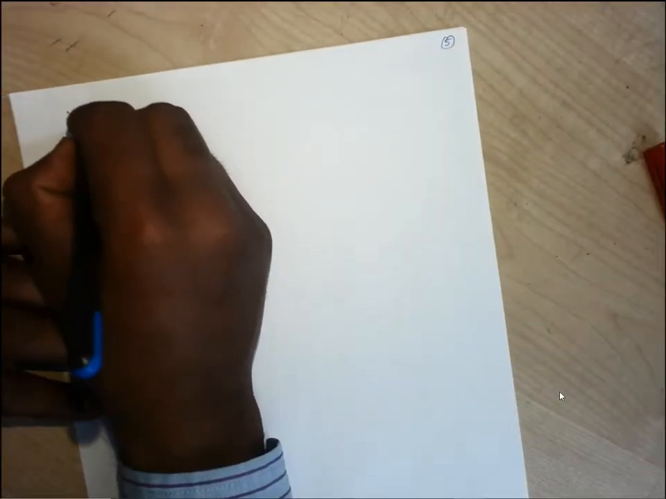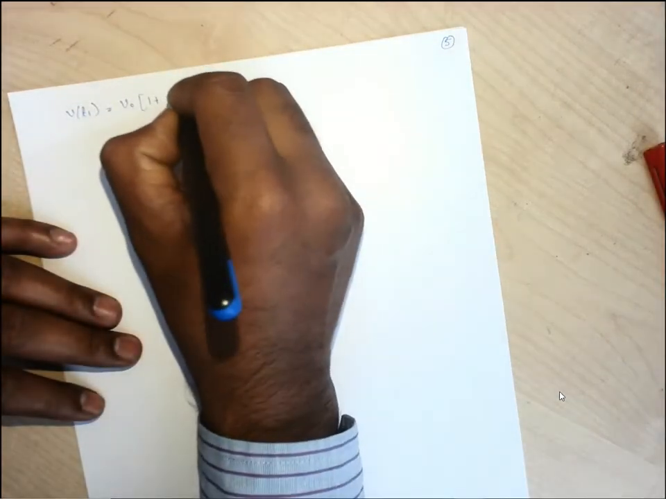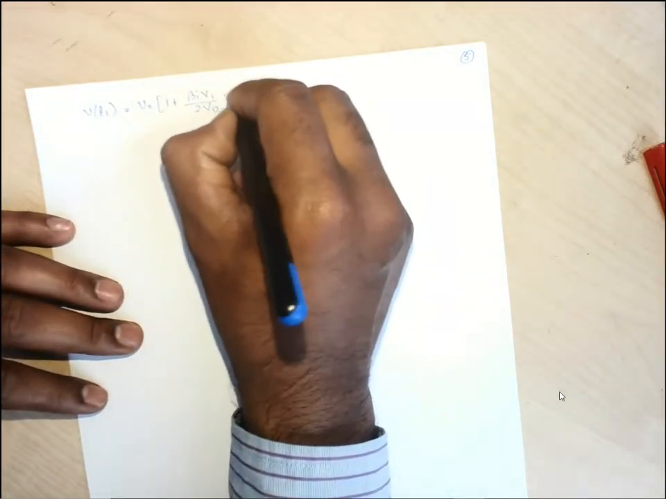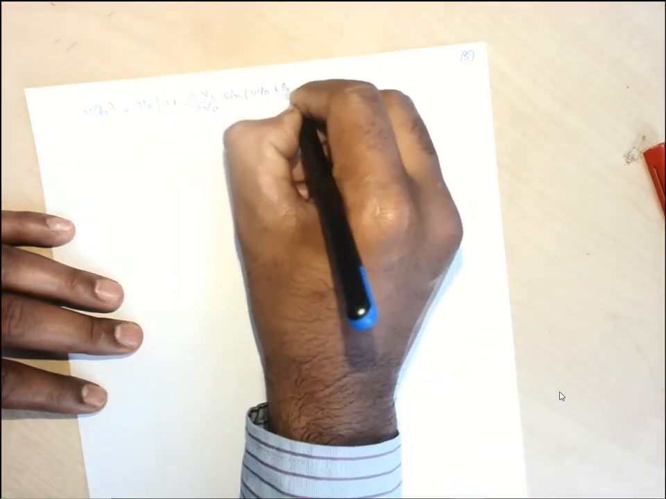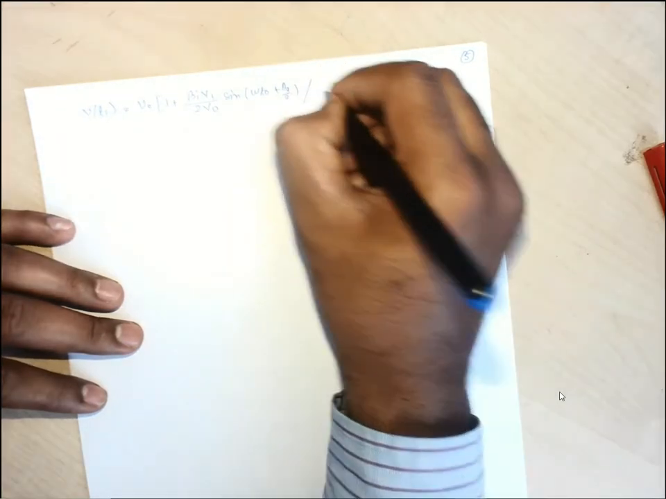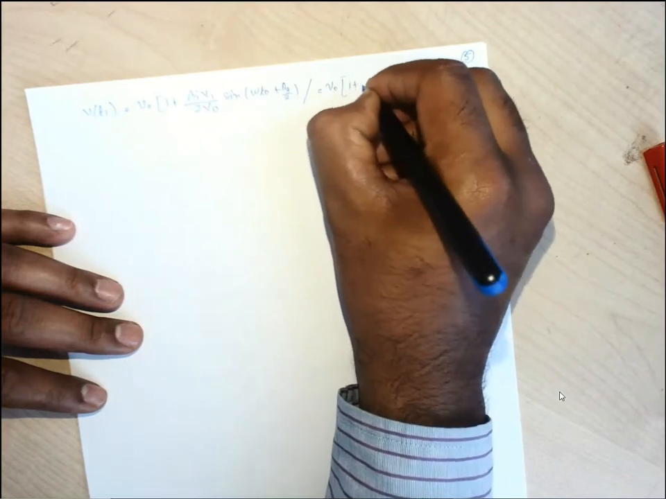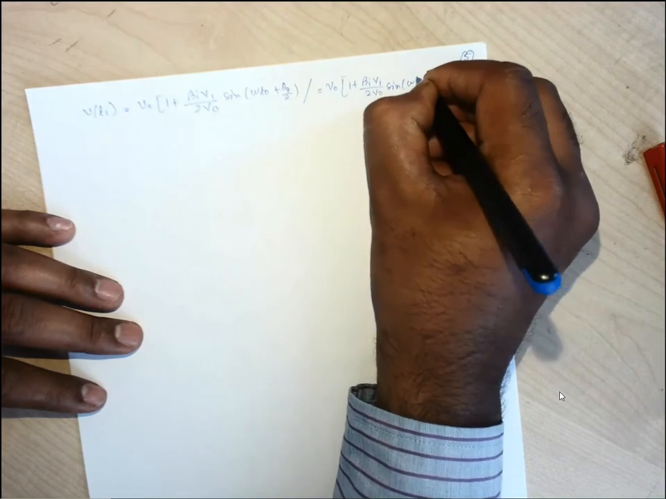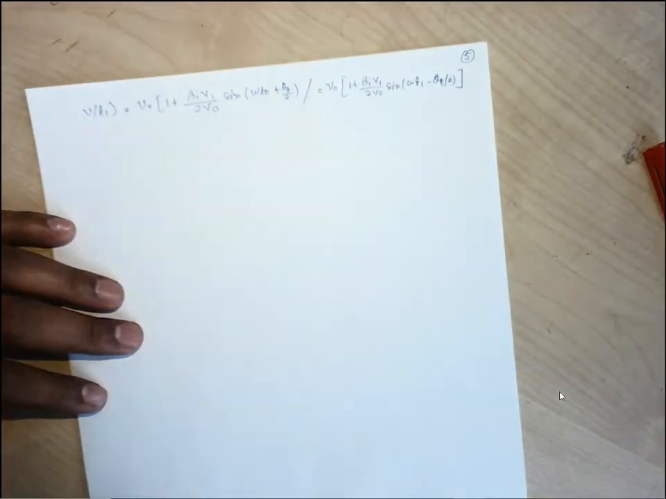So what is that? T1 is equal to V naught 1 plus V1 by 2V naught sine omega T naught plus theta g by 2, or we can also write that as V naught 1 plus beta I V1 by twice V naught sine omega T1 minus theta g by 2. Either way we can write.